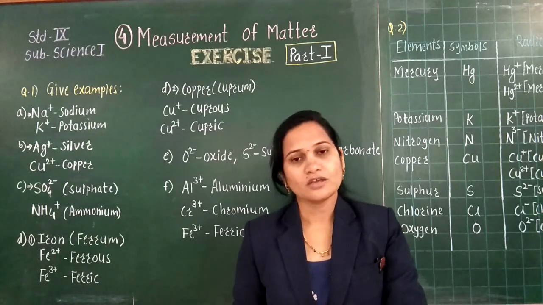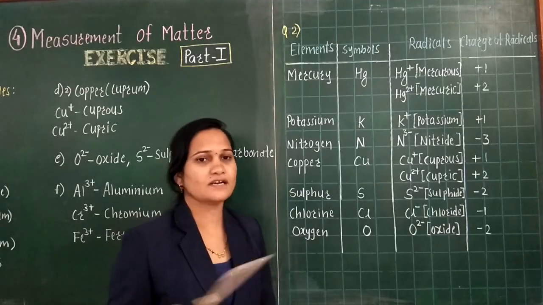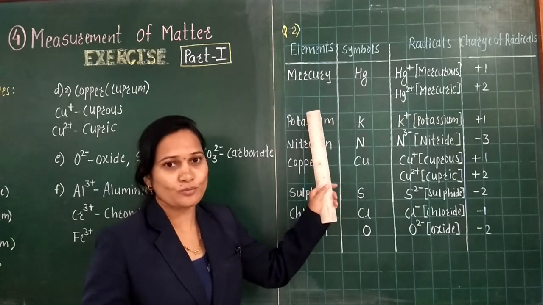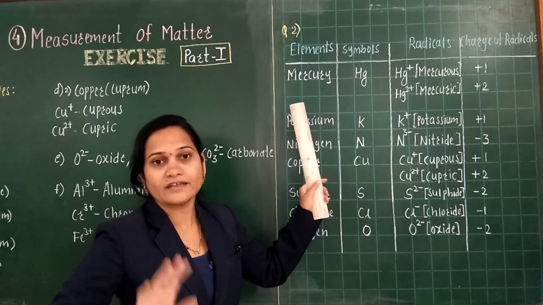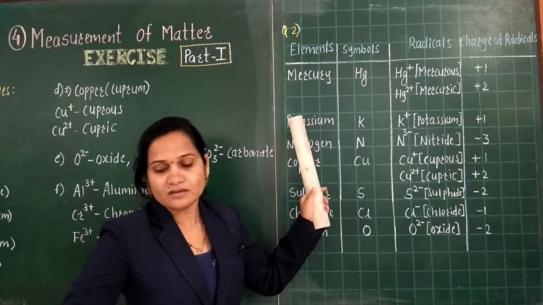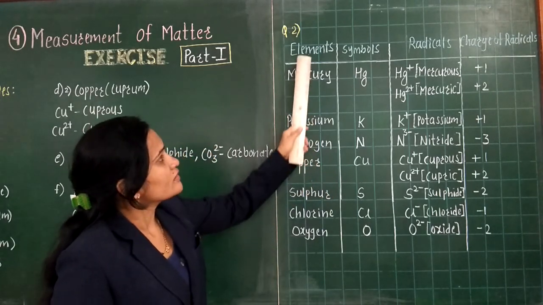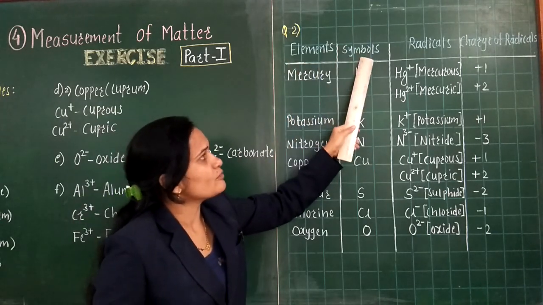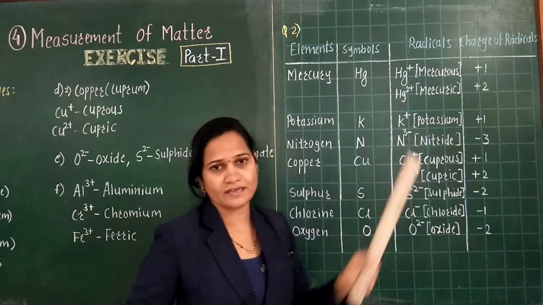Now for this question you have to draw one chart. Now see how you have to draw the chart in the notebook. See the questions in the textbook, and after that only write answers in the notebook. Which element is given first in the textbook? Mercury. So how do you draw the chart for this question? Element, symbols, radicals, and last should be charge of radicals.